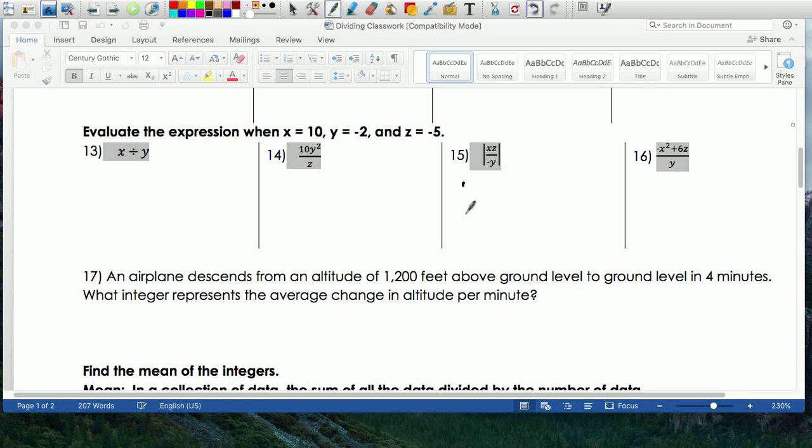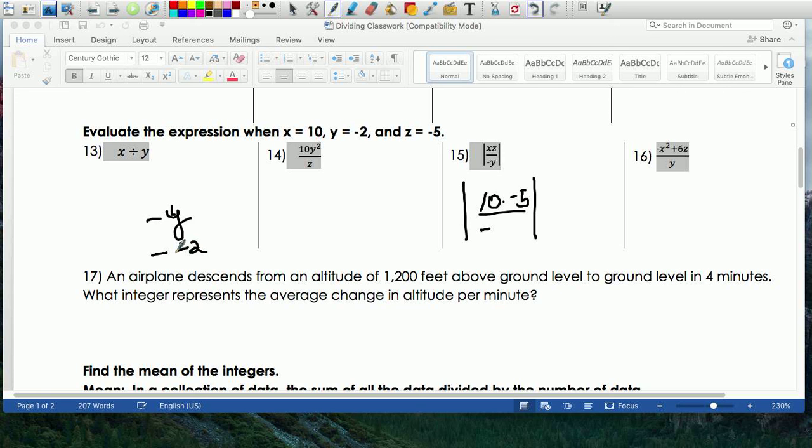Absolute value. So let's take the absolute value of x times z divided by negative y. So x is 10. Z is negative 5. And y is negative 2. So remember, this is what you have. When we're substituting, we're replacing the variable with the given value, which is negative 2. So that stays. We're going to take the y out and replace it with negative 2.